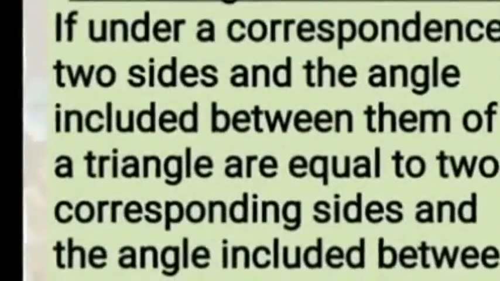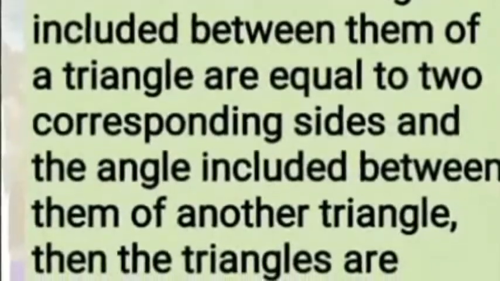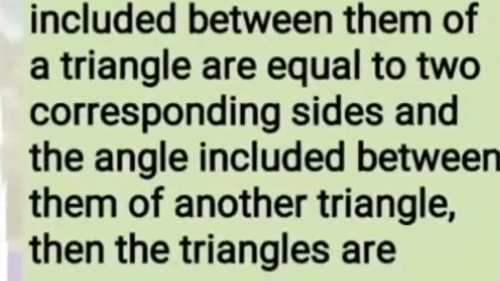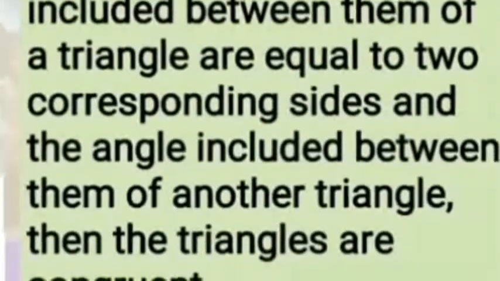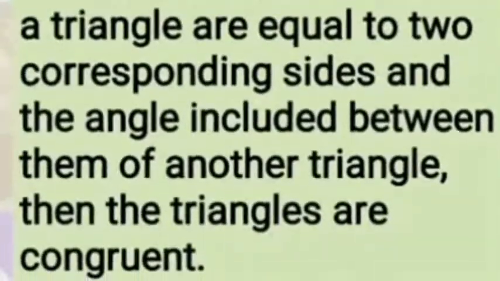Now the next test that we are going to study is the SAS Congruence Test. SAS stands for side, angle, side, and the statement reads, if under a correspondence two sides and the angle included between them of a triangle are equal to two corresponding sides and the angle included between them of another triangle, then the triangles are congruent. Here it means that the two sides and the angle which comes in between, the keyword being included, means that the angle should be sandwiched between these two congruent sides.